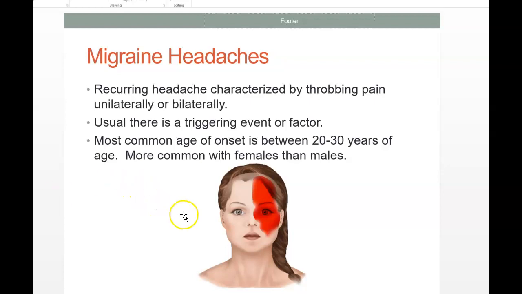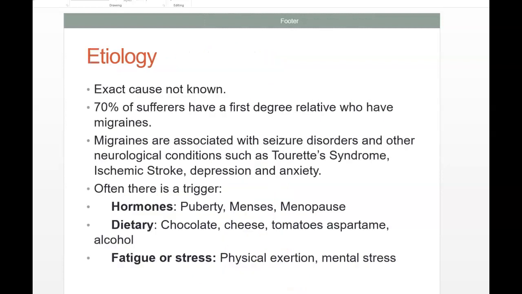Migraine headaches are recurring headaches, and they're characterized by throbbing pain, unilaterally or bilaterally. Usually there's a trigger event or factor. The most common age of onset is between 20 and 30 years of age, and it is more common in females. The exact cause is not known. 70% of sufferers have a first-degree relative who has migraines.